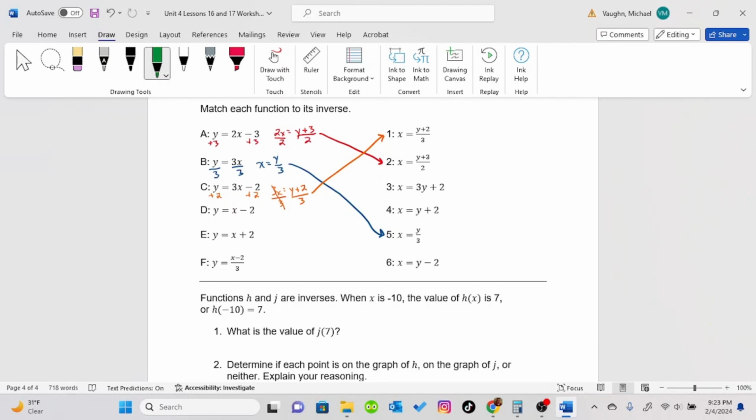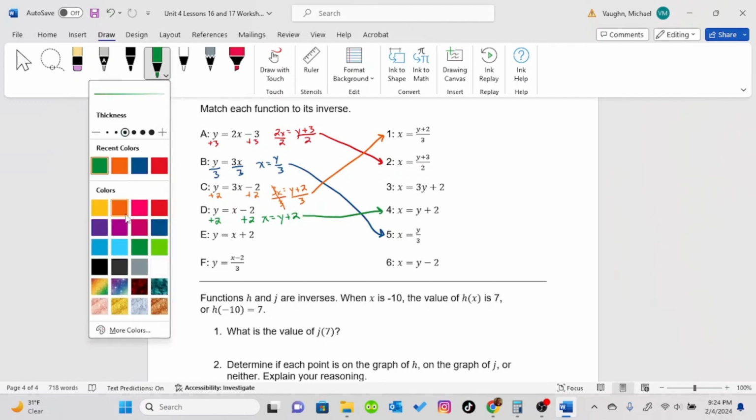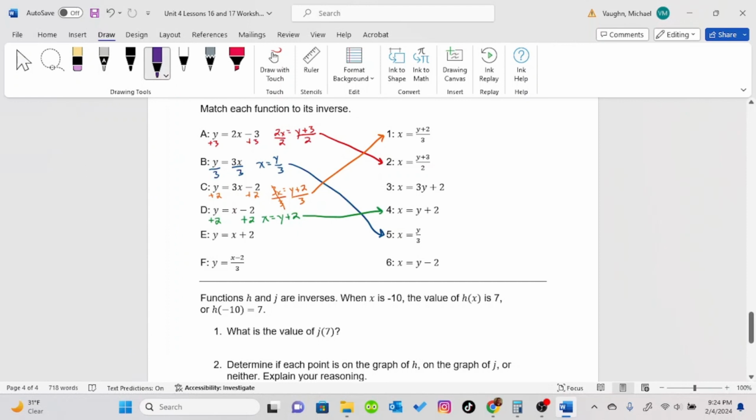D. We have y equals x minus 2. We add 2 to each side, and we get x equals y plus 2, and D matches number 4. E. Y equals x plus 2. We would subtract 2 from both sides and get x equals y minus 2, which matches choice 6.